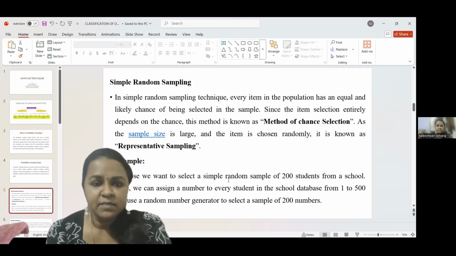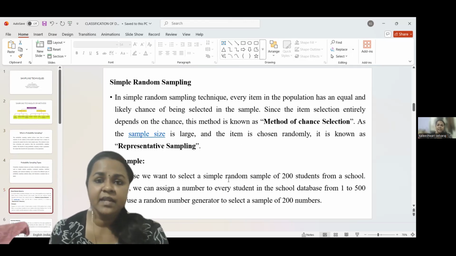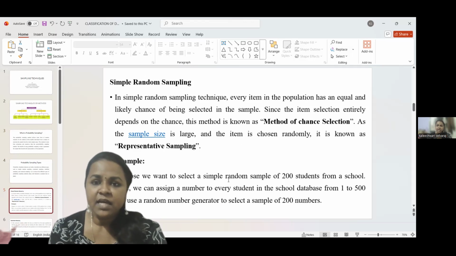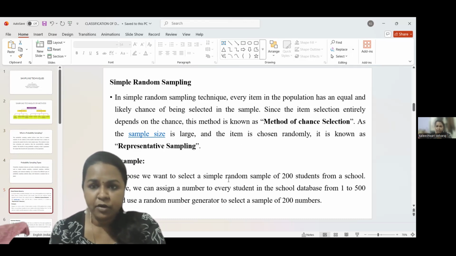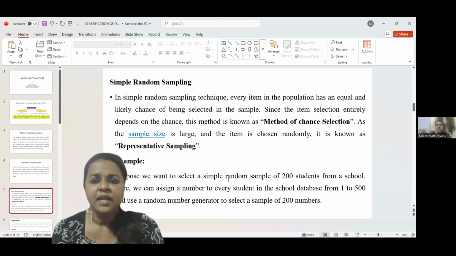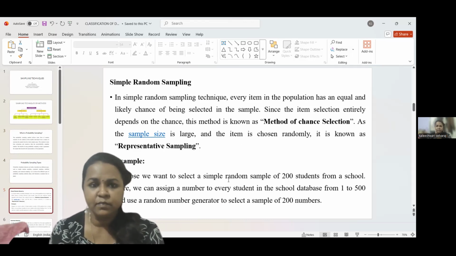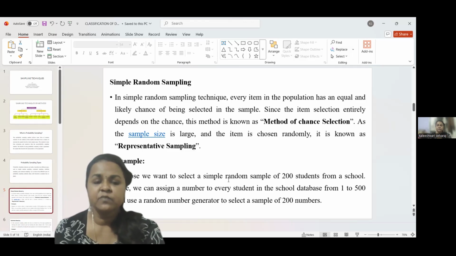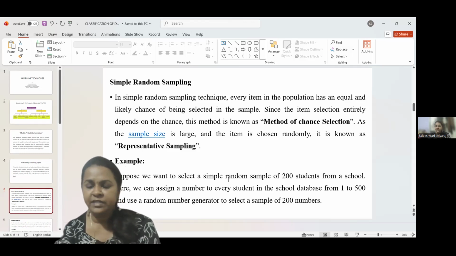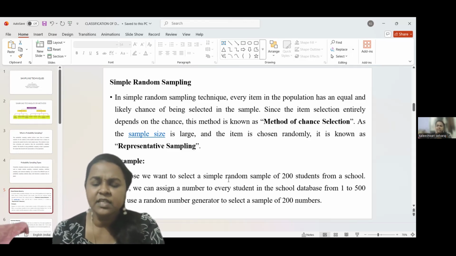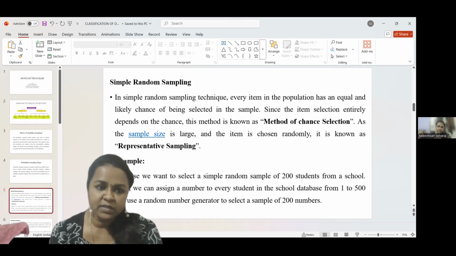When it comes to the simple random sampling method, it is a technique where every item in the population is given an equal chance of being selected for the data collection process. Since the item is selected entirely dependent on chance or probability, this is also said to be a method of chance selection. And it represents a random person from the entire sample. For example, suppose we want to select a simple random sample of 200 students from a school, we can assign a number to each student in the school database from 1 to 500 and use a random number generator to select a sample of 200 students. So this is a simple example of how simple random sampling works.